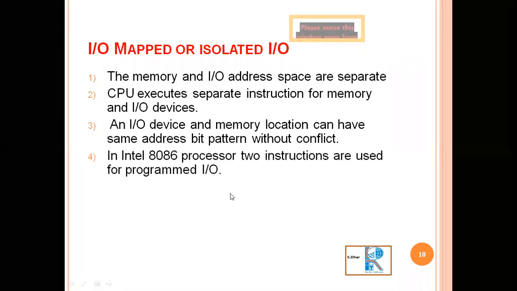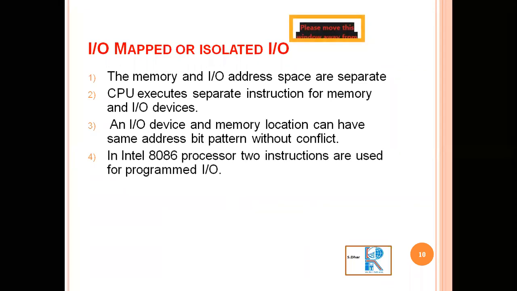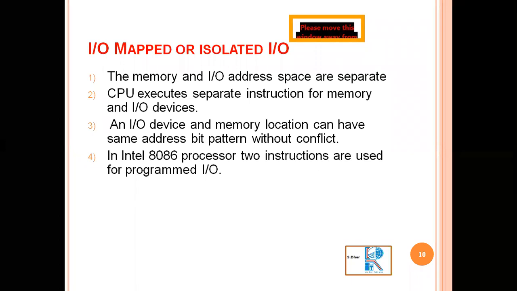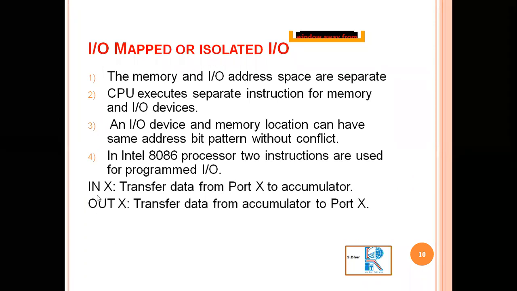Now the Intel 8086 processor, that means Intel and all its family, actually uses programmed IO, that means IO mapped programmed IO. Okay, what is IO mapped? Here, see, two operations are used, that is IN X and OUT X.